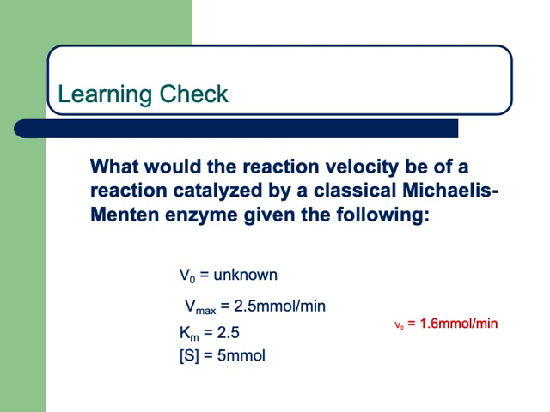So based on the equation from the previous slide, we would have the 2.5 times the 5, which is the substrate concentration, divided by the 2.5 Michaelis constant, plus 5 millimoles, which is the substrate concentration, which you should get 1.6 millimoles per minute. Okay, so this is how fast the reaction would be given this situation, given these parameters, these variables.